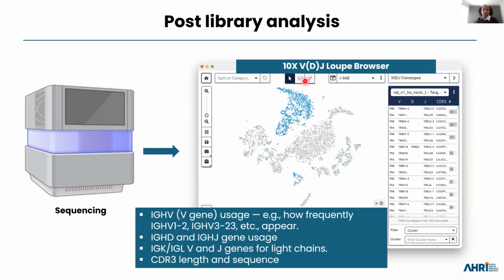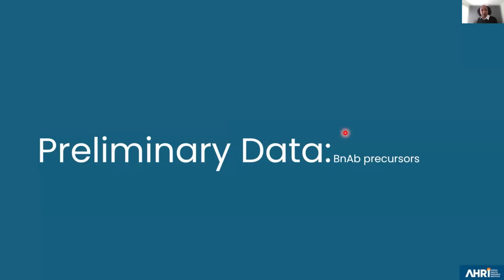For me, I use the VDJ Loupe Browser because I am interested in the specificity of my antibody. I want to know which V gene it is using, which D gene it uses. I'm also interested in the CDR length as well as the sequence of that CDR. So Loupe Browser really allows me to pinpoint exactly what I need from the data that I have, and it is useful for me. Then from there, now we have usable data.